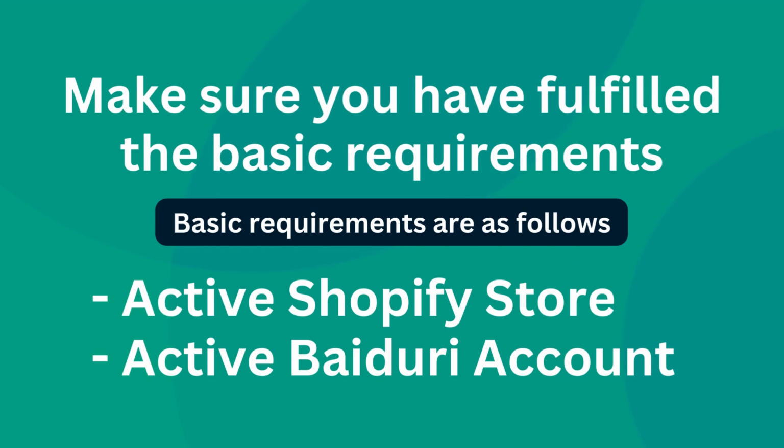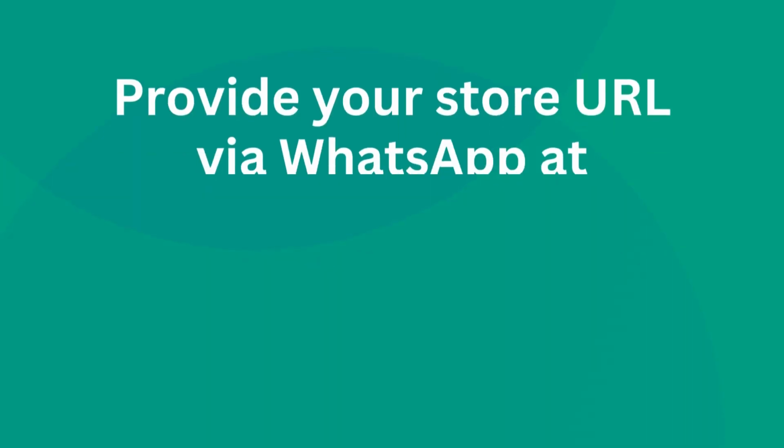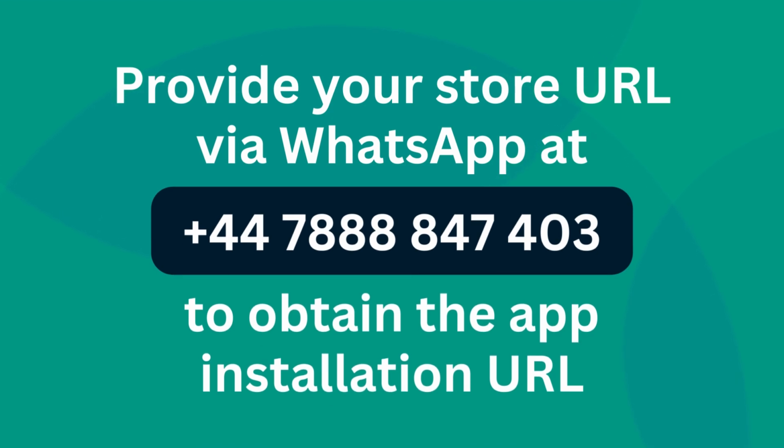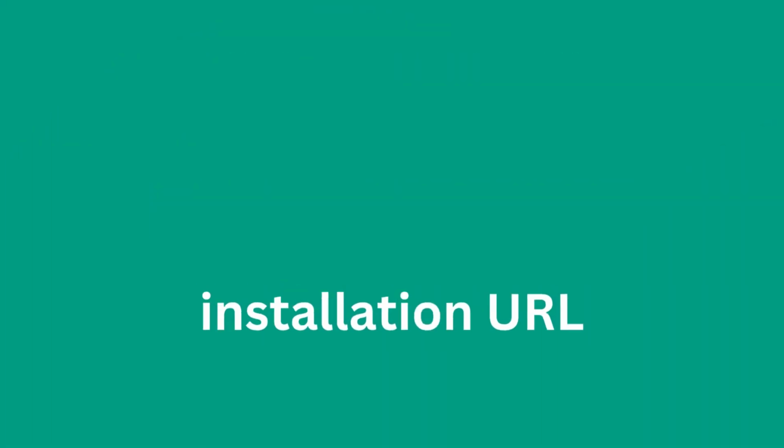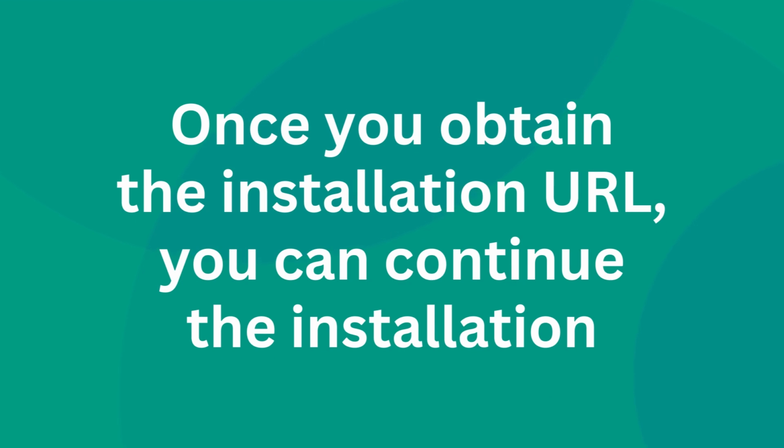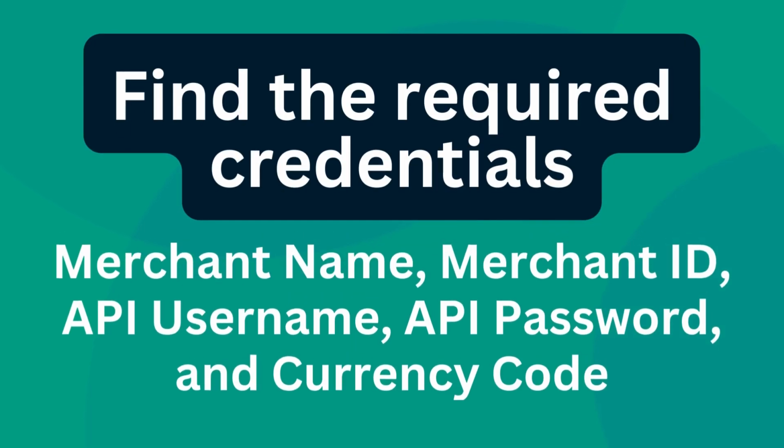Active Shopify store. Active Baiduri Bank Payment account. Provide your store URL via WhatsApp to obtain the app installation URL. Once you obtain the installation URL, you can continue the installation. Get the merchant name, merchant ID, API username, API password, and currency code from the Baiduri Bank.